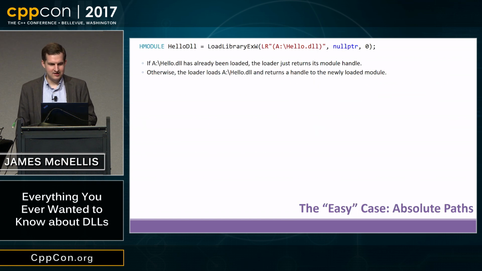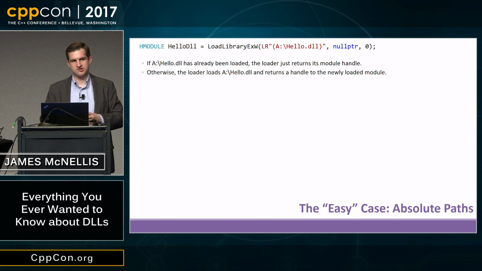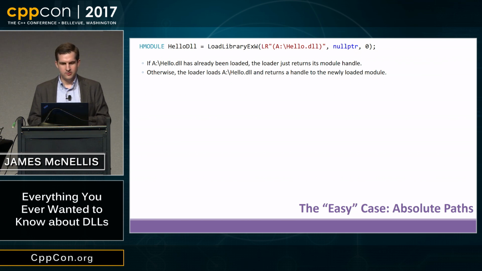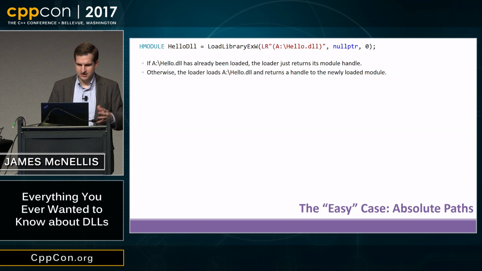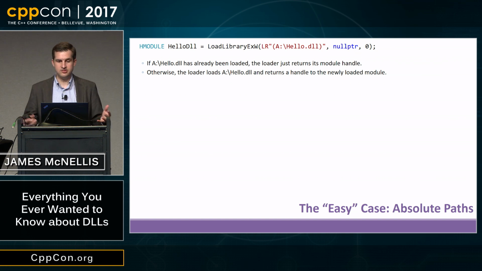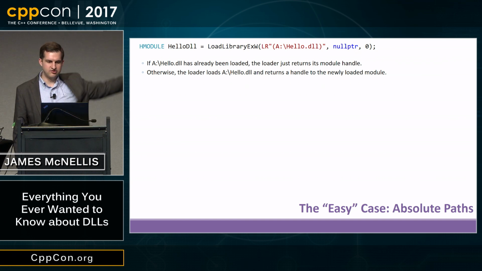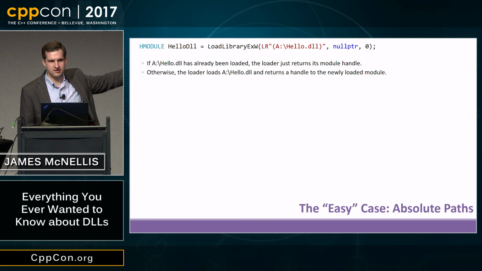So the easy case is if we were to have passed it an absolute path. So here, instead of just calling LoadLibrary hello.dll, we call LoadLibrary a:\hello.dll. If a:\hello.dll has already been loaded, the loader will just return its module handle, so that's easy, right? Again, it's going to be reference counted. Otherwise, the loader is actually just going to find that file on disk. If it's there, it'll load it. If not, it'll fail the load.